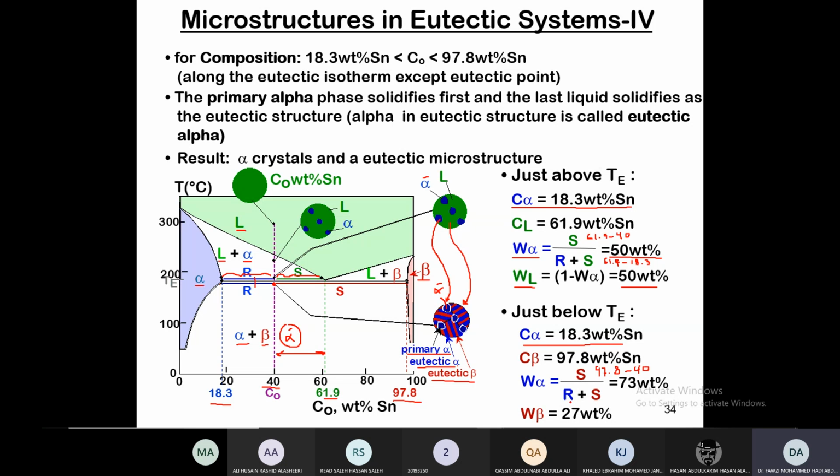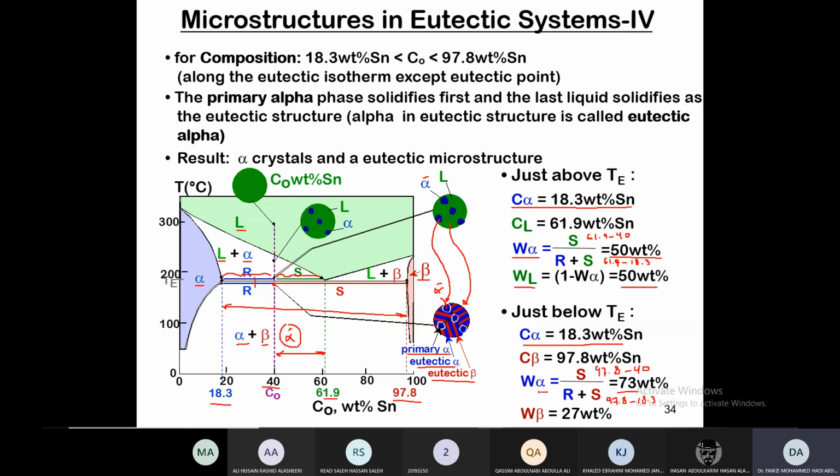And the S plus R, which we have here, is all that segment from there to there. And that is equal to how much from here to there? Of course, I need to draw a horizontal line instead. It's 97.8 minus 18.3. So you can write it there: 97.8 minus 18.3. Of course, that fraction is multiplied by 100 and you will get 73%.